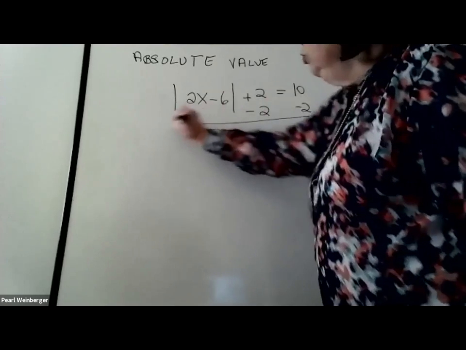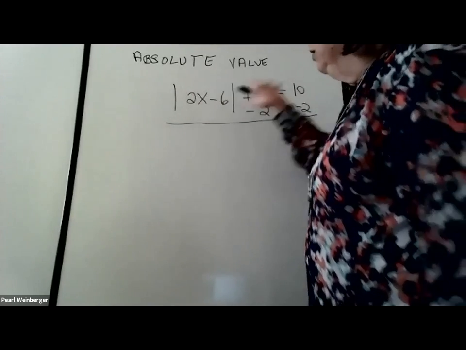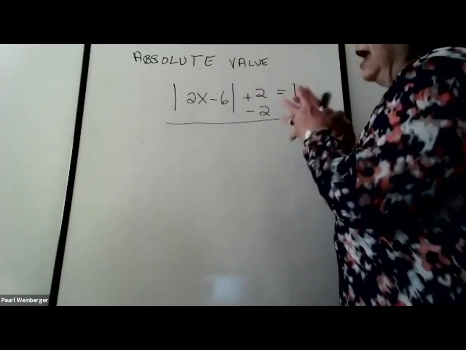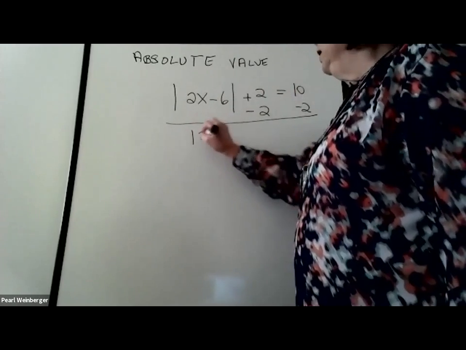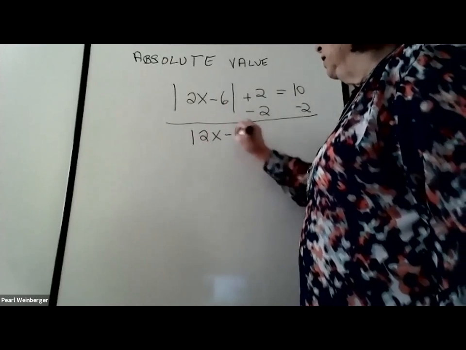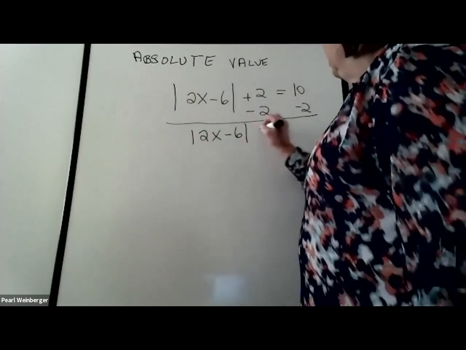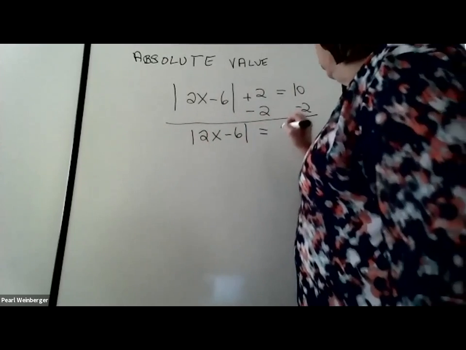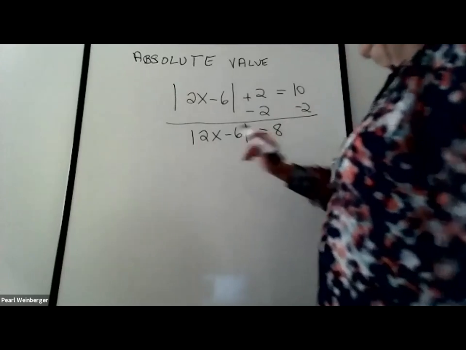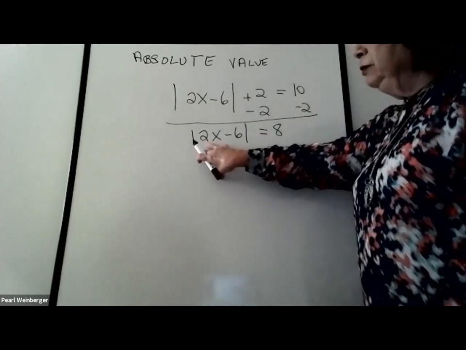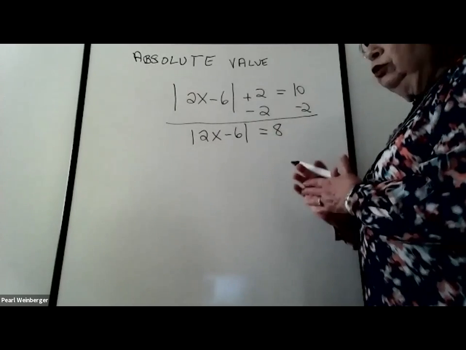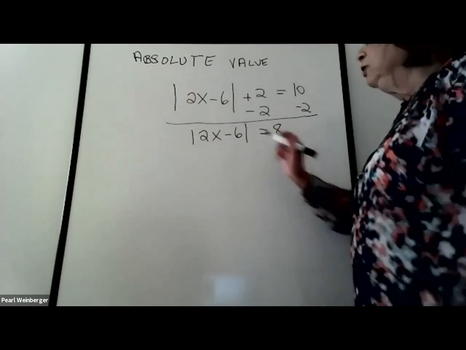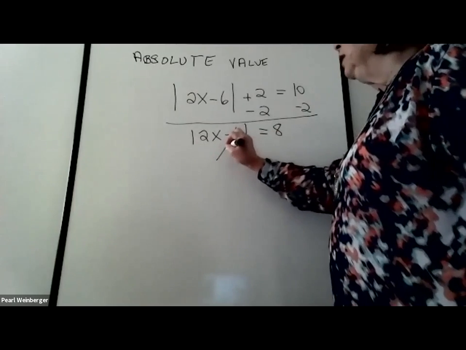Notice I don't worry about what's inside the absolute value. I'm talking about what's outside the absolute value. So this gives me 2x minus 6 in the absolute value equals 10 minus 2, which is 8. I have now gotten my absolute value all by itself. Once I do that, the next step is to write 2 separate equations.